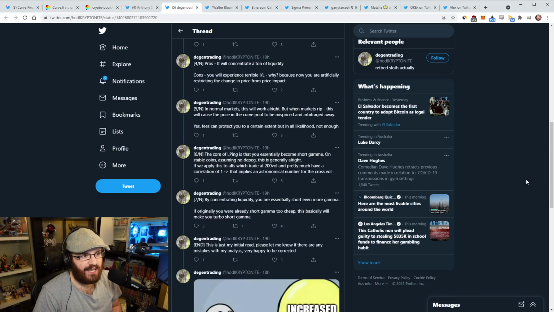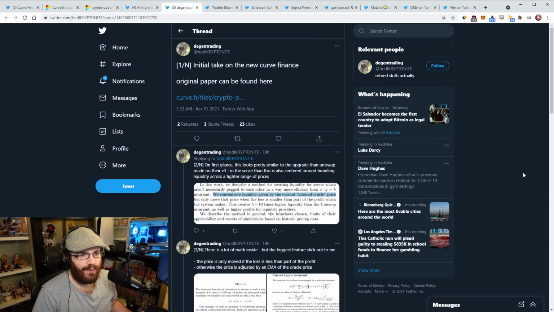I mean, it's funny because I think Uni V3 took the first shot at Curve, saying, well, we can do stablecoin trading better than you can. And then Curve was like, well, wait till V2. And now they've got V2 out there. And they're basically saying, well, we can do volatile asset pairs better than you can.